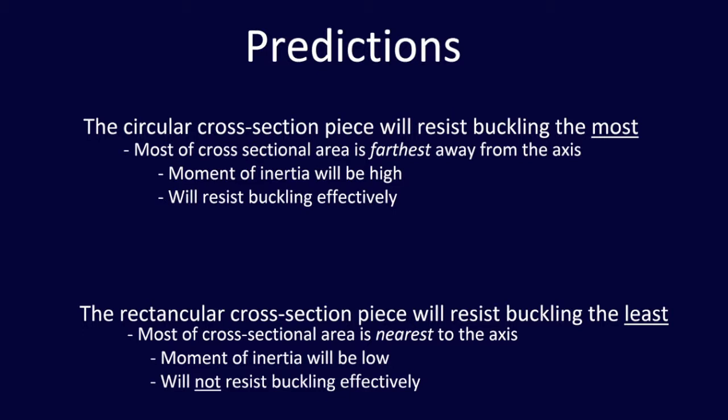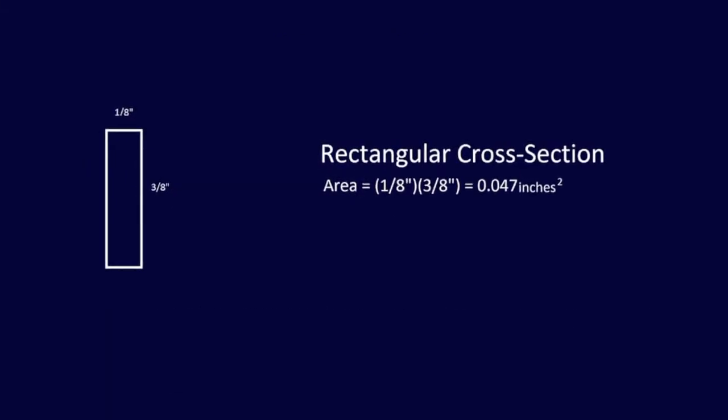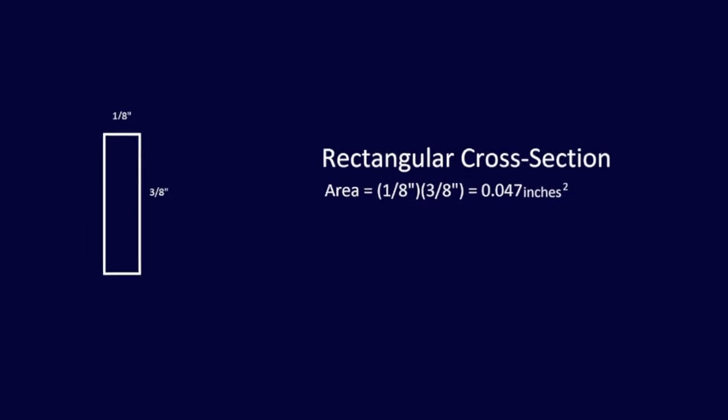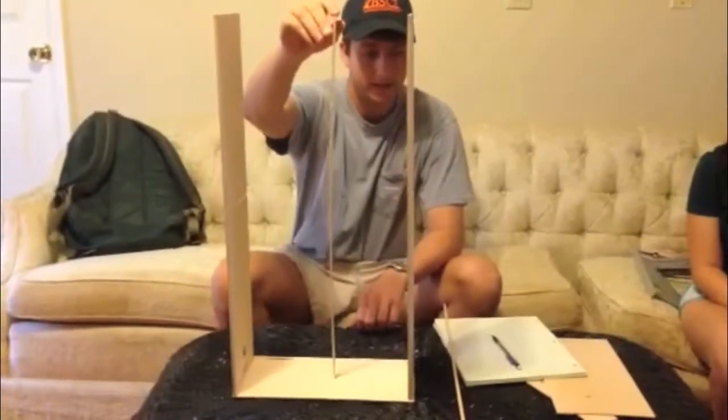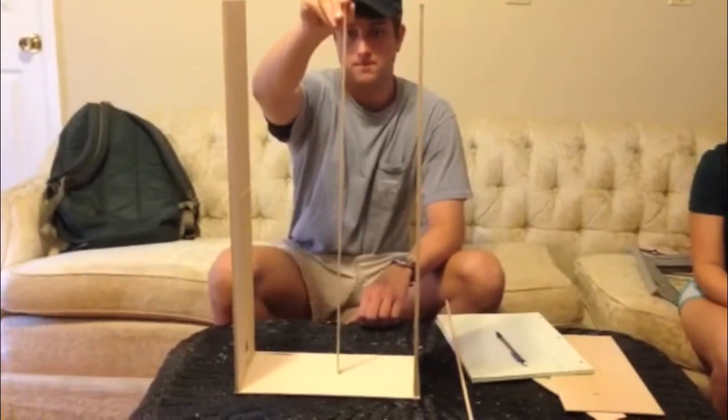We also think that the square cross-sectional member will buckle less than the rectangular cross-sectional member, but more than the circular cross-sectional member. The first member we will test will be the rectangular cross-section member. As you can see here, the rectangular cross-section buckles very easily.